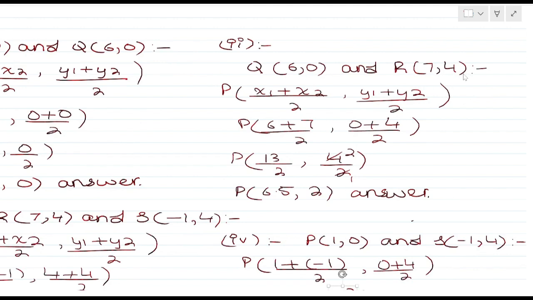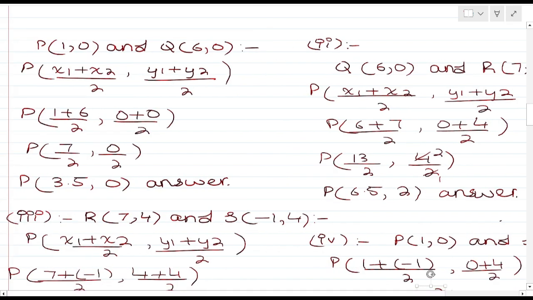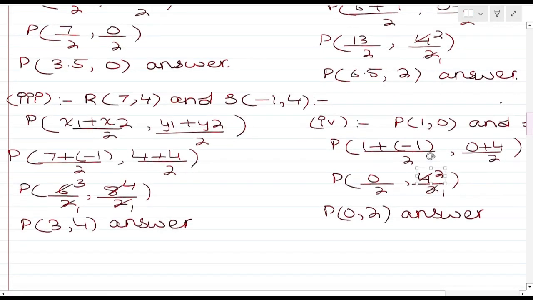Okay, 0 plus 4 is just 4, 4 divided by 2 is 2. So we get 6.5, comma 2. Looking at the third part, here we have 7, comma 4 and minus 1, comma 4. So 7 gets added with minus 1, that is 6. 4 and 4 make up 8. 6 by 2 is 3 and 8 by 2 is 4. So our midpoint is 3 by 4.